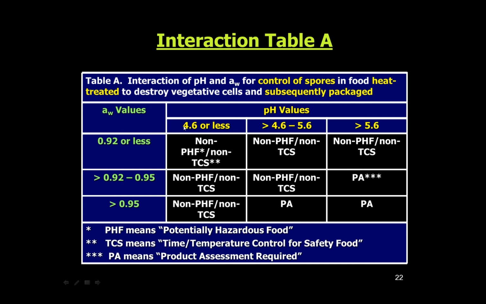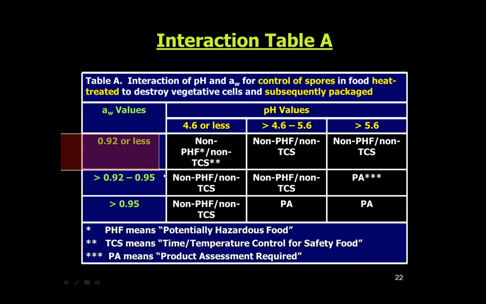With a water activity of 0.92 or less, wouldn't need refrigeration. If we have a pH of 4.6 or less, but we have water activity all the way up to 0.95, wouldn't need refrigeration. It wouldn't be till we got to these much higher combinations out here where we would really need, we call it product assessment. They would have to refrigerate it or give us lab evidence as to why not.